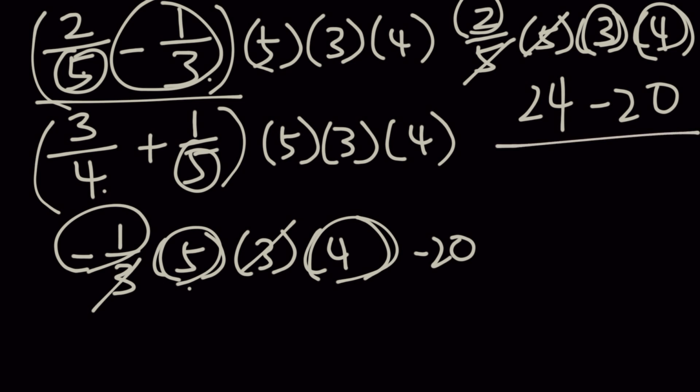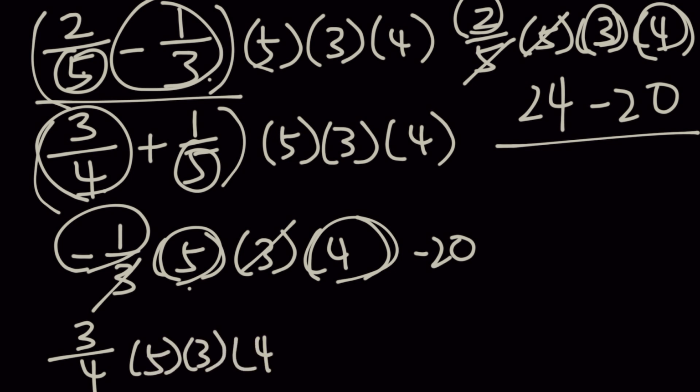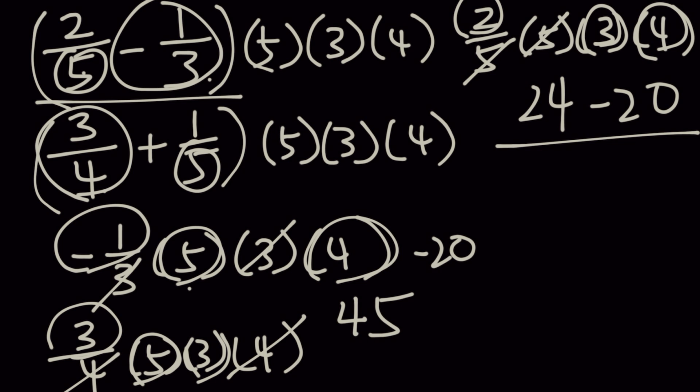Now let's get to the denominator. We have 3/4, and we're going to multiply by 5, 3, and 4. In here, we're going to cross out the 4, and multiply the 3, 5, and 3. So 3 times 5, 15. 15 times 3 is 45. So we have 45.